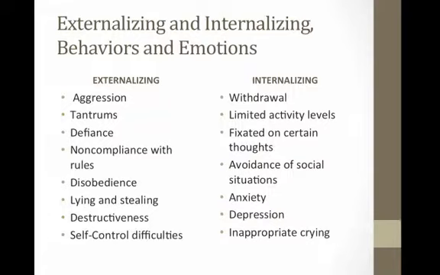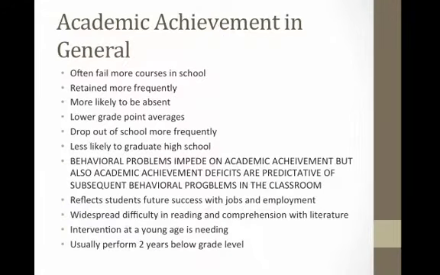The number of characteristics seen between these show that they can mix and match and therefore be really personalized to each student with an emotional or behavioral disorder. So academic achievement in general shows that students with emotional and behavioral disorders often fail more courses in school, are more likely to be absent, and have lower grade point averages, which eventually leads to a higher dropout rate than students who do not have emotional and behavioral disorders.